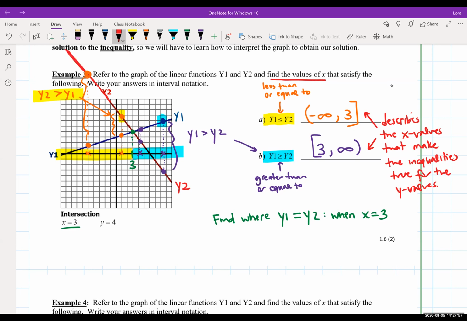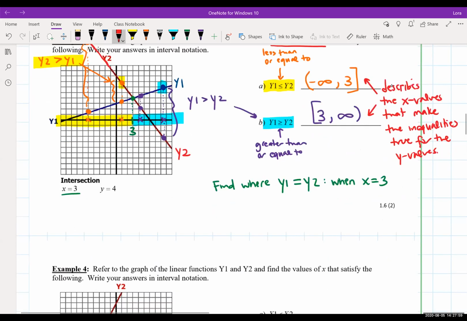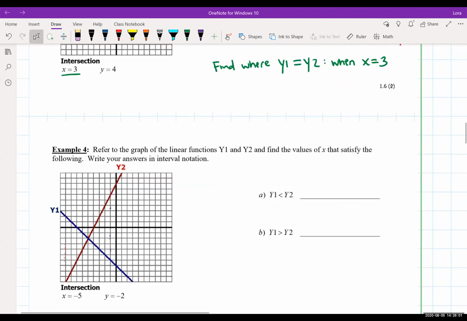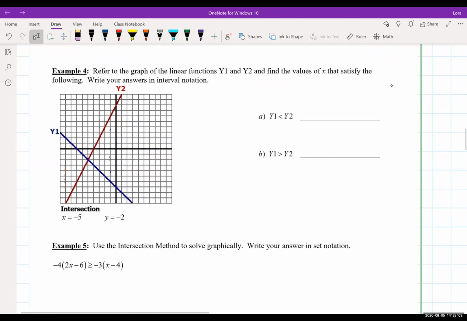So let's do one more together. Look at this next one. Same directions. Refer to the graph of the linear functions y1, y2, and find the values of x. Sometimes it's nice to remember what we're trying to do. That satisfy the following. And so we're looking at part A, y1 less than y2. Part B, y1 greater than y2.